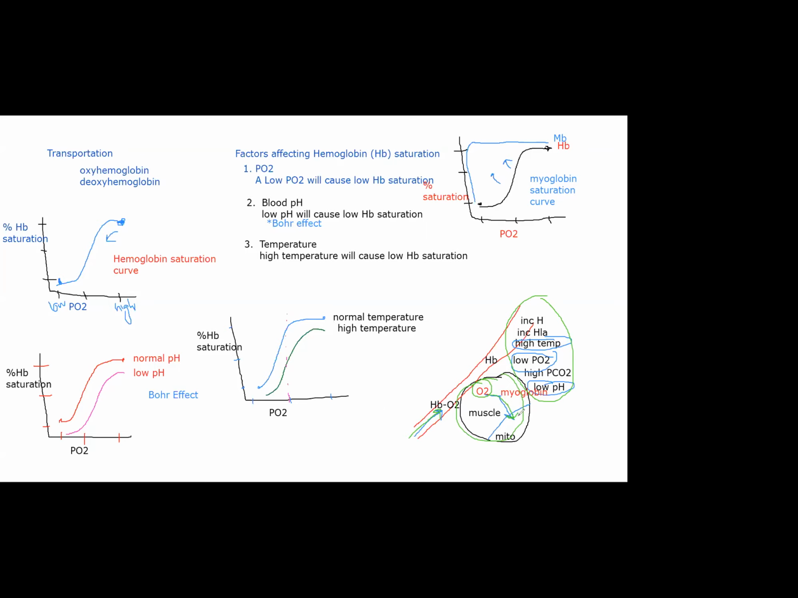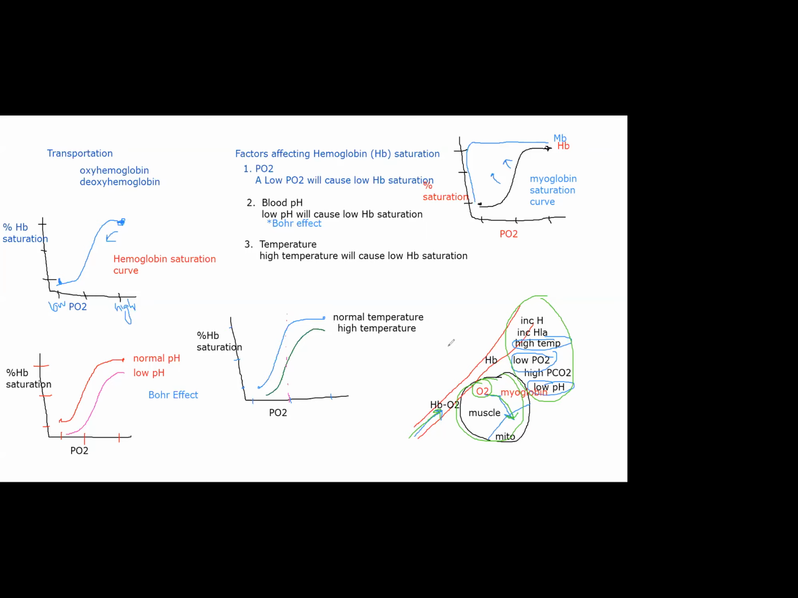Everything that I've described here through the transportation and through the capillary diffusion, all of this is helping us exercise. It's helping us get oxygen to the muscle and then into the mitochondria. So when you're describing this myoglobin saturation curve, what you can't say is that myoglobin is delivering oxygen to the exercising muscle. Do you see why that would be incorrect?